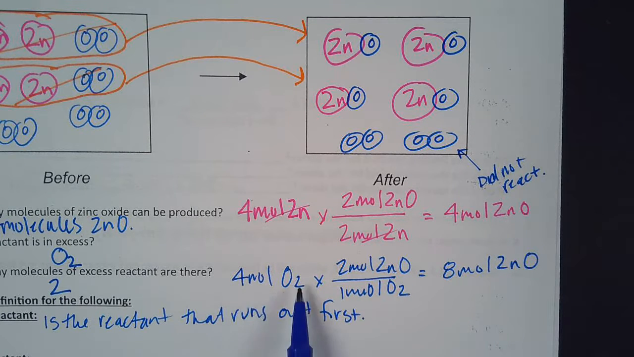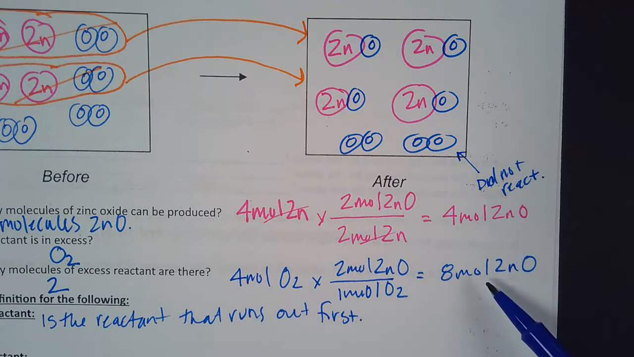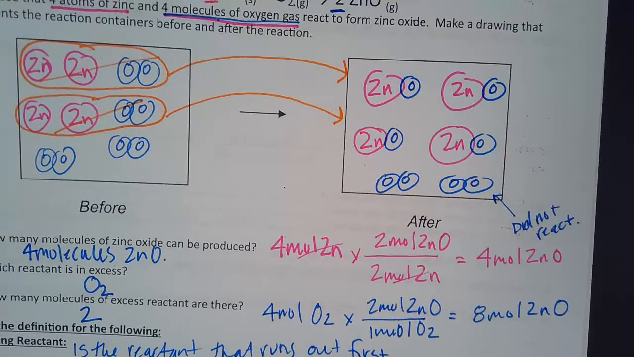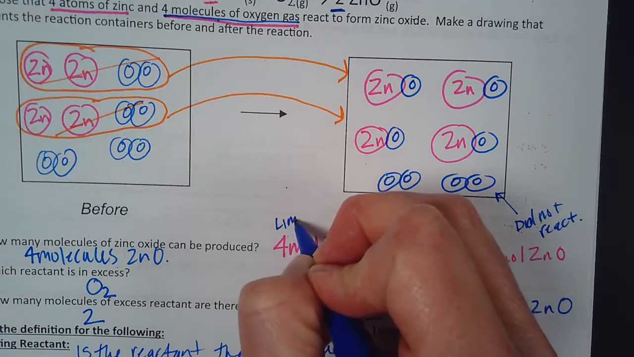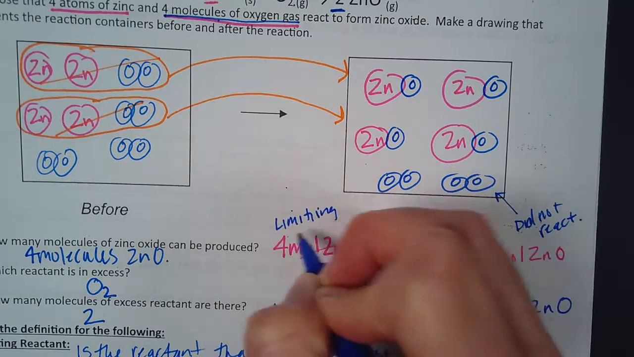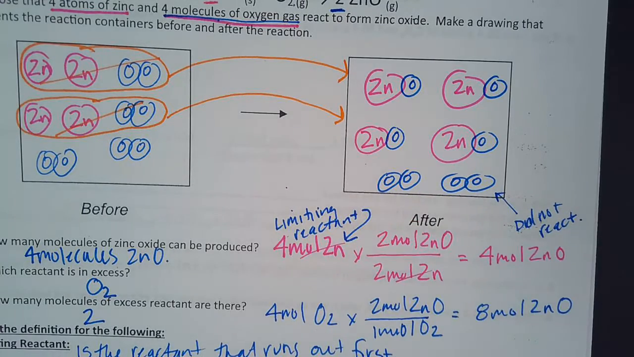And this is saying if we have 4 moles of O2 and all of this is used up, assuming that we have lots of this and all this is used up, we would be able to make 8 moles of zinc oxide. But we can't, one of them is a lie. Which one's lying? The oxygen one. Because we know from our picture how many moles of zinc oxide are we going to make? 4. So this is our limiting. Okay, that's our limiting reactant.